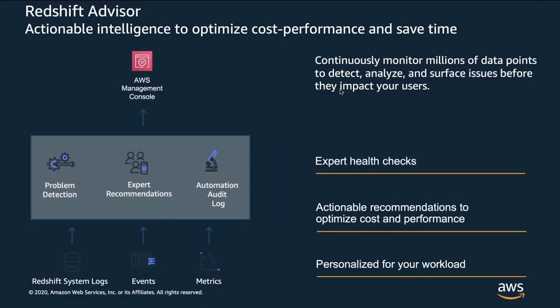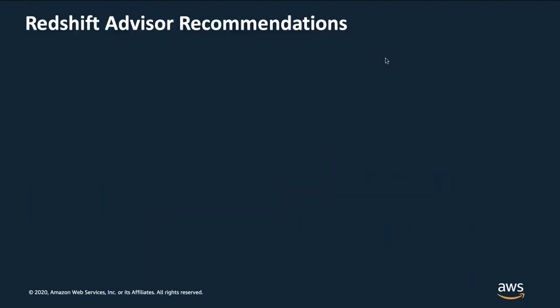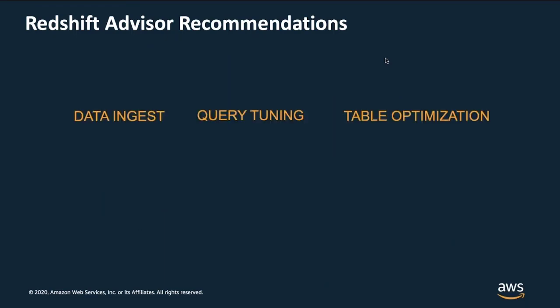Now, the Advisor develops its customized recommendations by analyzing performance and usage metrics for your specific cluster. So the recommendations are personalized for you and the workload and the data that is running on your cluster. And so to help you prioritize the optimizations, the Advisor also ranks the recommendations by order of impact.